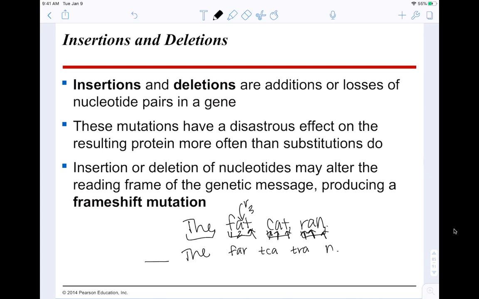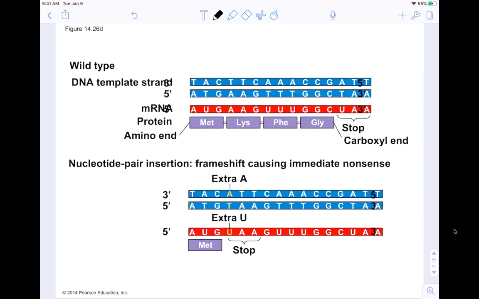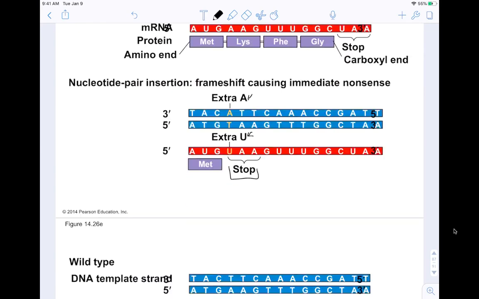Is this the same thing now? No, it's completely different because I added one base. When you change the total number of nucleotides, you've screwed up everything, right? Because now you've changed the reading frame, which is called a frame shift mutation. So this is an example of a frame shift mutation causing an immediate nonsense. Because you added in an extra A, it codes for an extra U, which creates a stop immediately, which causes the dissociation of the ribosome.